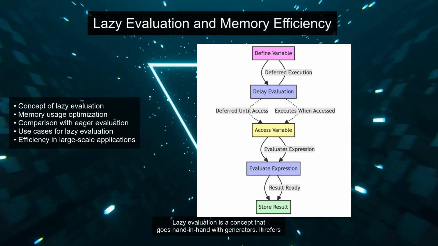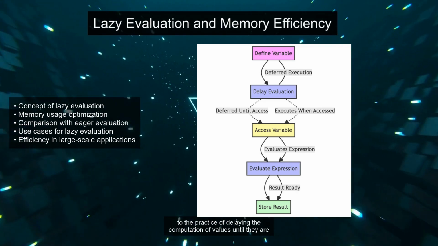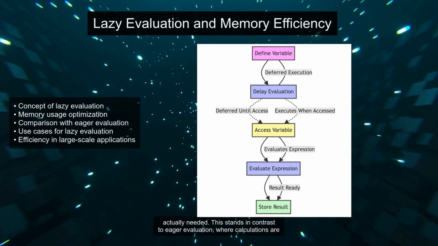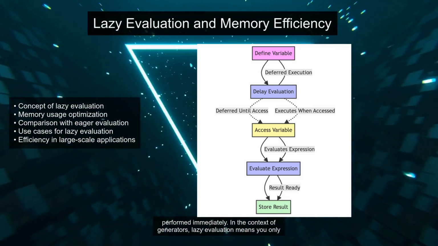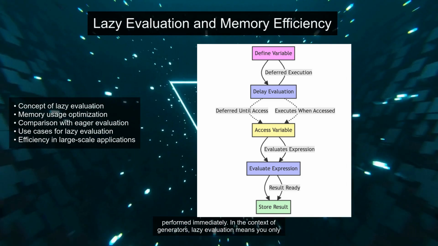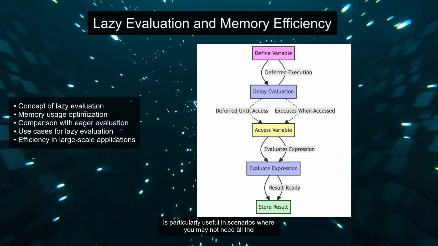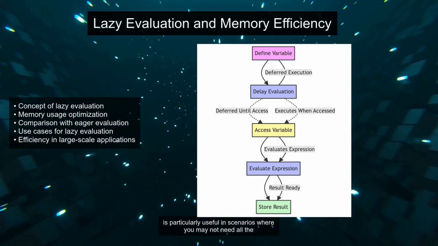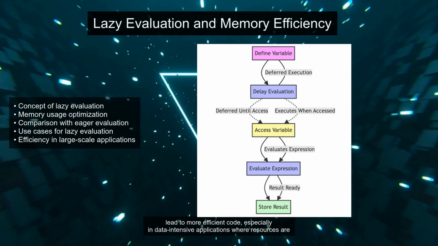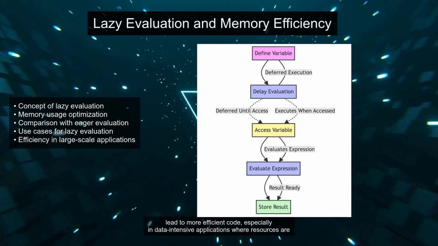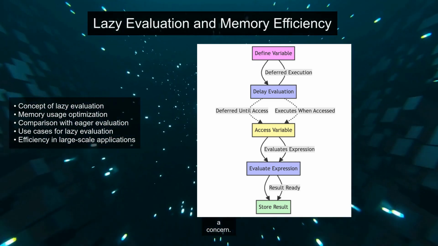Lazy evaluation is a concept that goes hand in hand with generators. It refers to the practice of delaying the computation of values until they are actually needed. This stands in contrast to eager evaluation, where calculations are performed immediately. In the context of generators, lazy evaluation means you only generate values as they're requested, which can significantly reduce memory usage. This is particularly useful in scenarios where you may not need all the data at once or when working with infinite sequences. Lazy evaluation can lead to more efficient code, especially in data-intensive applications where resources are a concern.